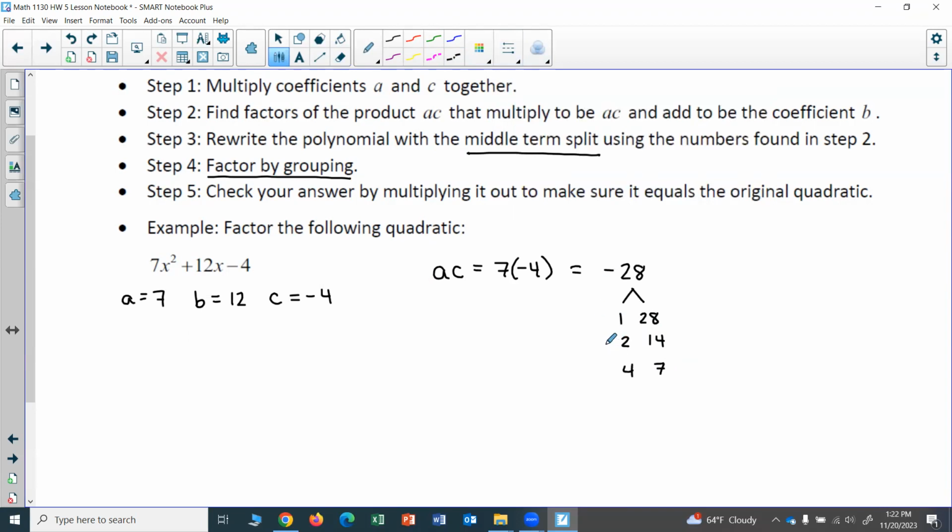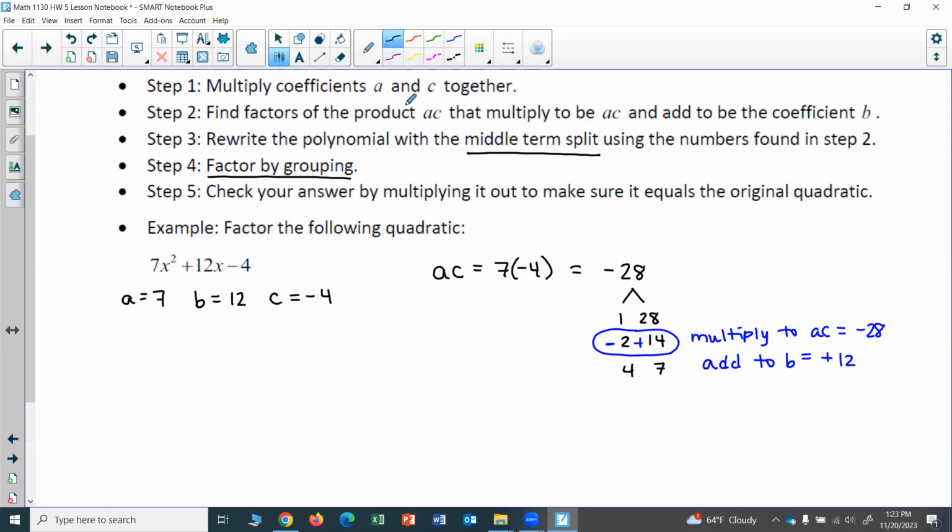If I do a -2 and a +14, these multiply to be AC, which was a -28. So I had to have a positive and a negative, and they add to be B, which is a +12. So +14 and -2 add up to a +12.